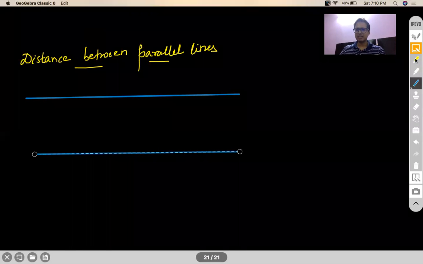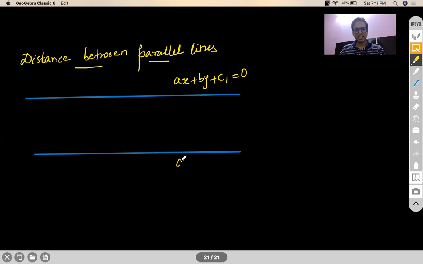Let me assume their equations to be ax plus by plus c1 equal to 0 and ax plus by plus c2 equal to 0. Why did I choose the same a and b in both equations? Remember what I told you when I was discussing the angle between two lines? When two lines are parallel, you can choose to have the same ax plus by term for both lines, so two parallel lines will only differ from each other in the constant terms. The other term can be kept the same, or it can be proportional.